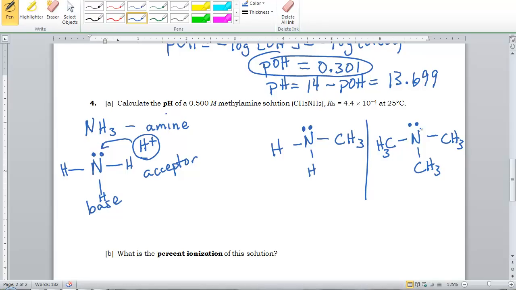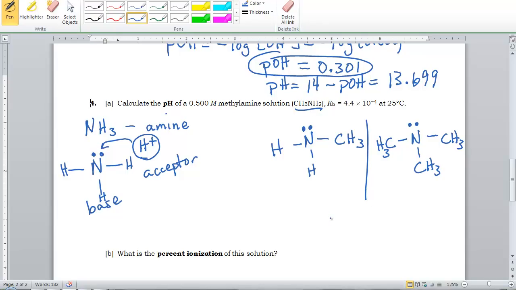We can add various other groups to the nitrogen. Now, probably for this first exam to help you out, I might even draw out the structure and give you more information than that, just to kind of point you in the right direction. But that's how we recognize a weak base. Weak bases are amines.